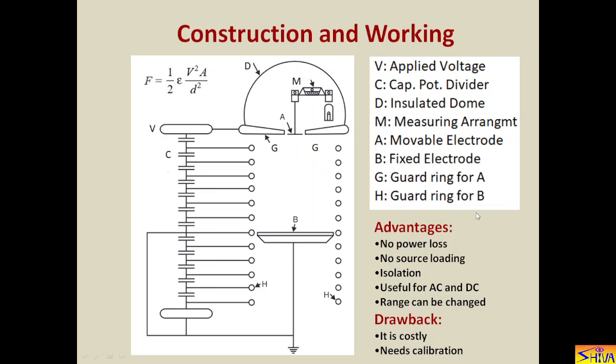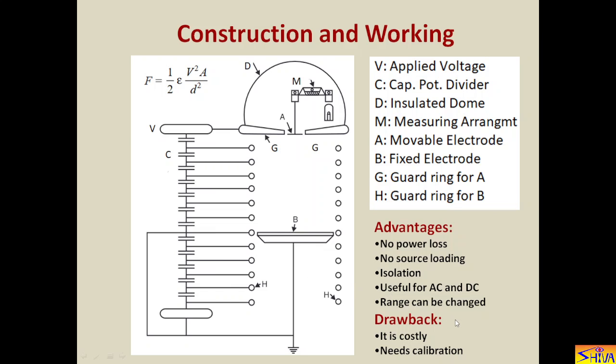First advantage is there is no power loss. Second, no source loading. Third, there is isolation between the measuring arrangement and the applied voltage, that is high voltage. It is useful for AC as well as DC voltage measurement. And most importantly, the range can be changed by changing the position of this fixed electrode.